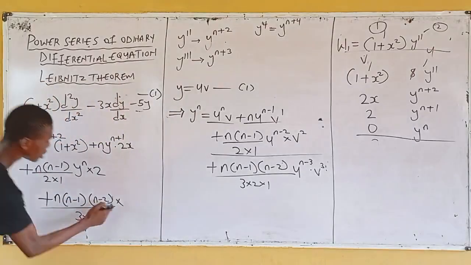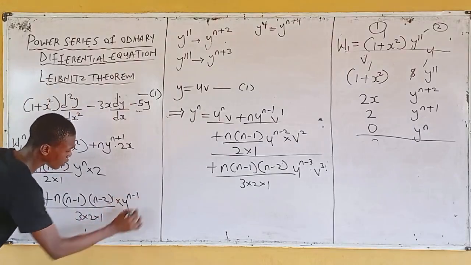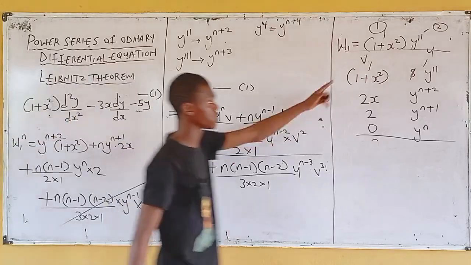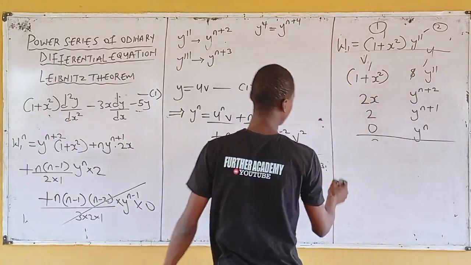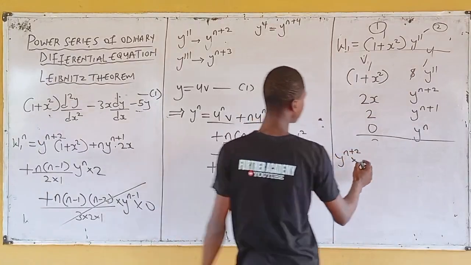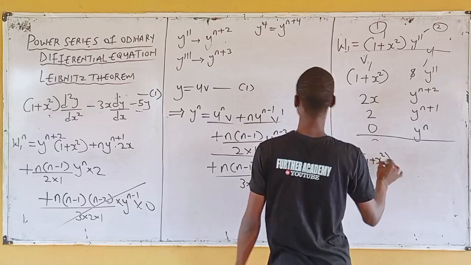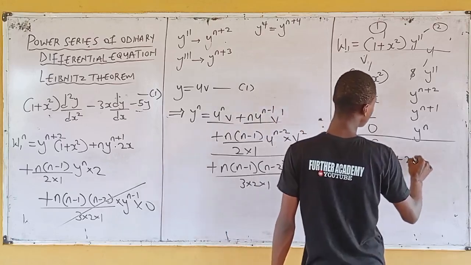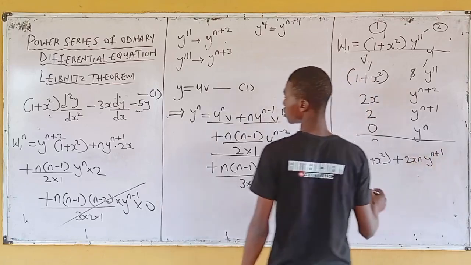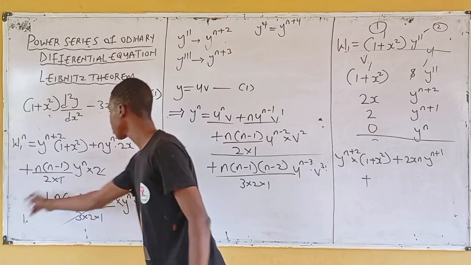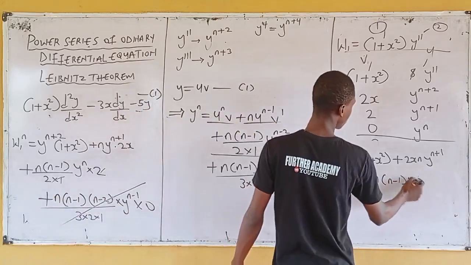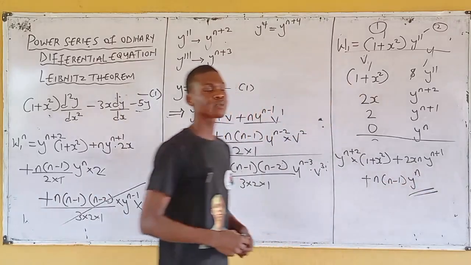So this is what we are saying. Multiplying y all raised to the power of n minus 1 times 0, and this cancels out. So meaning for this question, the nth derivative becomes what? Y raised to the power of n plus 2 multiplying 1 plus x squared, plus 2xn multiplying y raised to the power of n plus 1, plus 2 cancel out. I'm left with n into brackets n minus 1 multiplying y raised to the power of n.